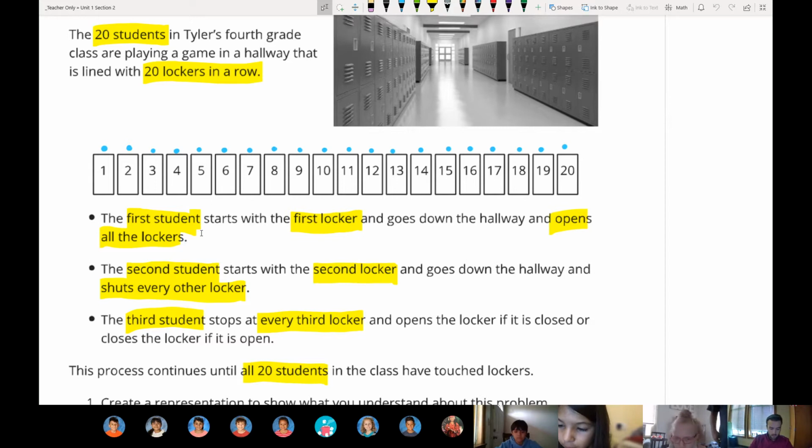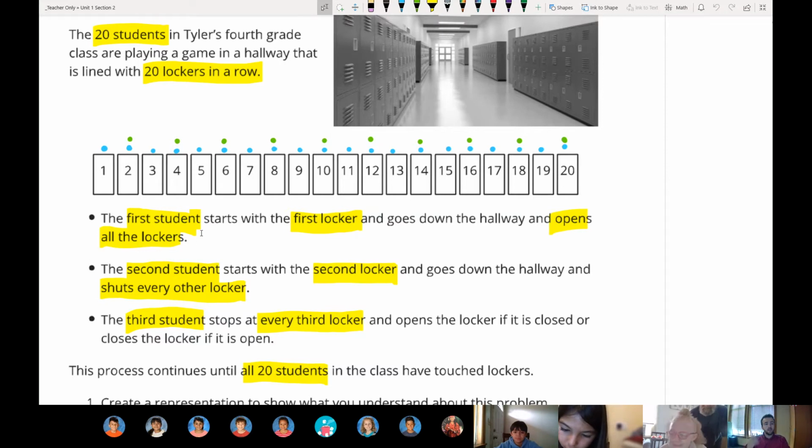All right, very good. Well, now let's look at the second student here. I'm going to change my color to green now, just to mix it up. So if I started at the second one, and I'm putting a Post-it note on every other locker, right? So I'd start at 2, and then I would count by 2s and land on 4, 6, 8, and so on. So every other locker gets touched.